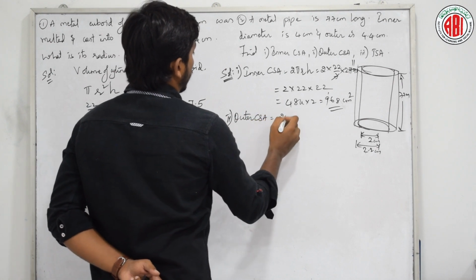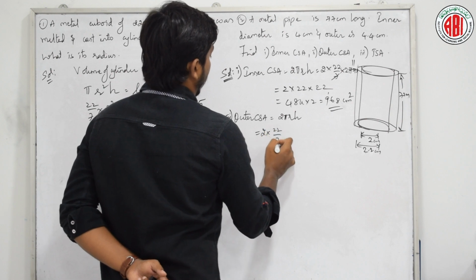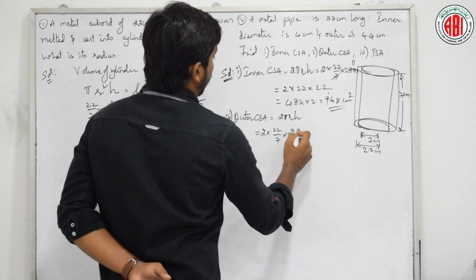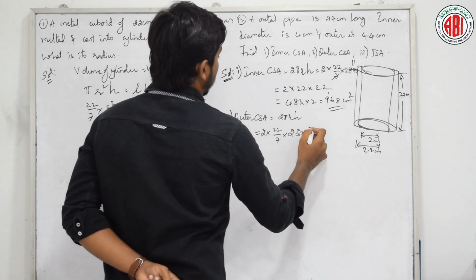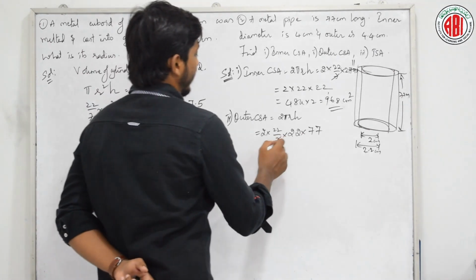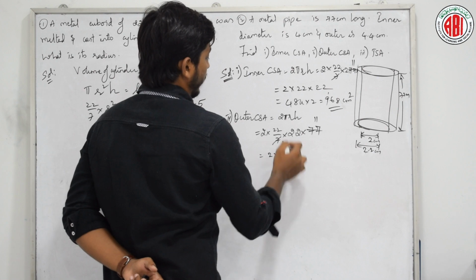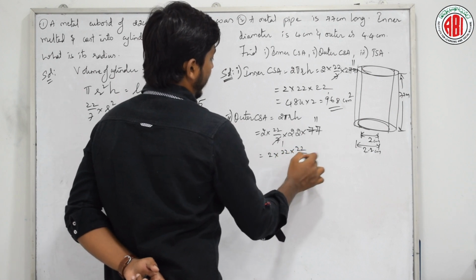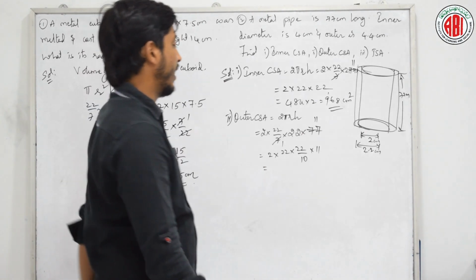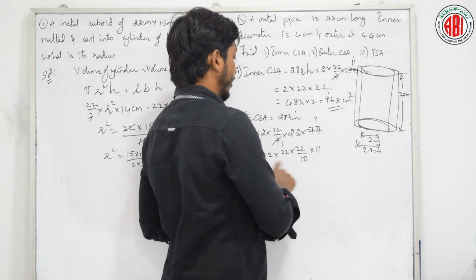2 pi r h, that is 2 into 22 by 7 into, what is r? 2.2 into h. What is h? 77. Okay, 7 ones are 7, 11s are again, 2 into 22 into, let us write it as 22 by 10 into 11. Okay, now just multiply. 22 into 22 into 22.